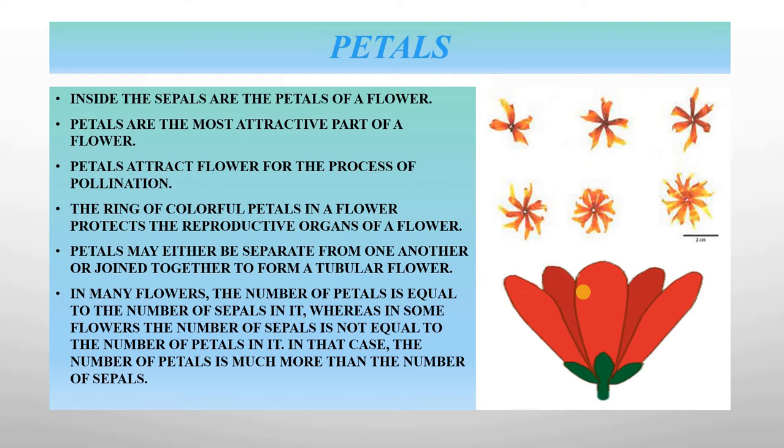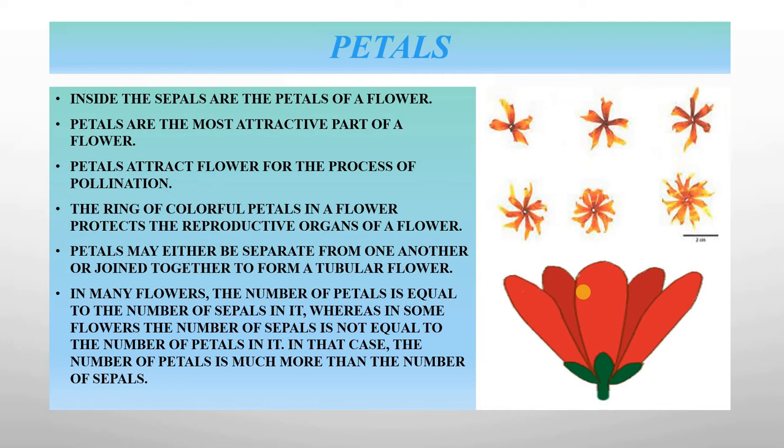What is the other name of petal? The other name of petal is corolla. All the petals taken together are called corolla. The other name of sepal was calyx, and the other name of petal is corolla. Petals are usually scented, and they attract insects for the process of pollination.